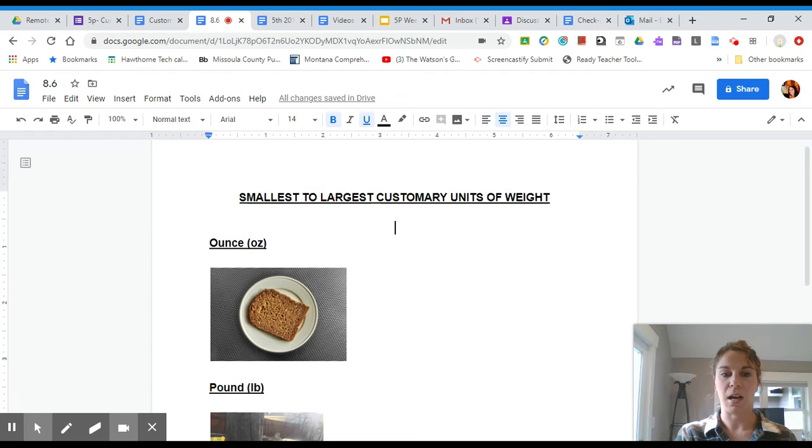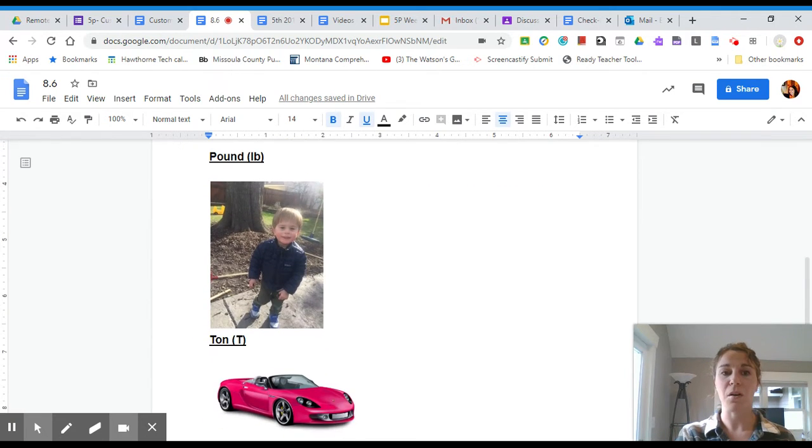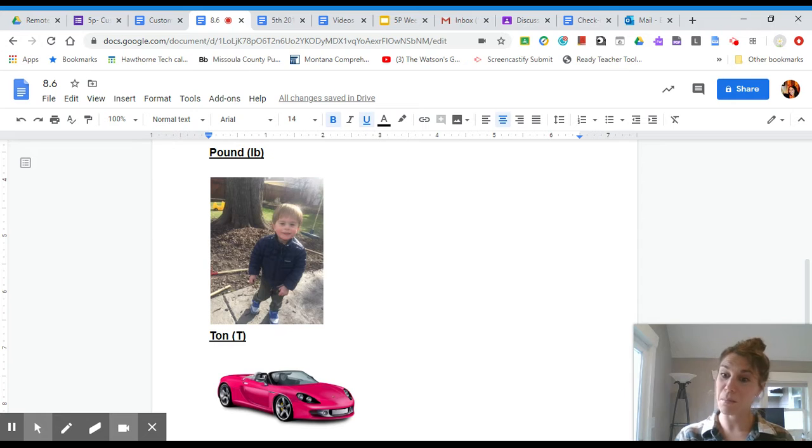Now, as we're moving up, the next middle unit would be pounds. When you think of measuring something in pounds, that is my beautiful little boy Emerson. We usually think of ourselves as being measured in pounds, right? He is probably 20 or 25 pounds by now. He's a little guy. But also think of the weight of a soccer ball as being about 1 pound.